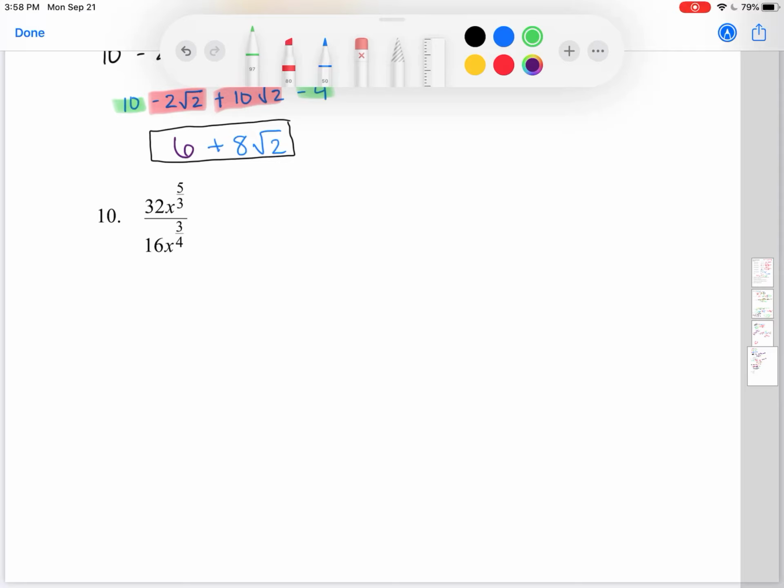So I would always tell you to work out the main numbers, the coefficients, if you will. So if I take 32 and I divide it by 16, that's going to give me a 2. But more importantly, that's going to give me a 2 in the numerator. So then I'm just going to copy my x's with their exponents where they were already. So the only thing that changed now is I just did 32 divided by 16 and got 2. And now I have x to the 5/3 and x to the 3 over 4. But more importantly, they are being divided.